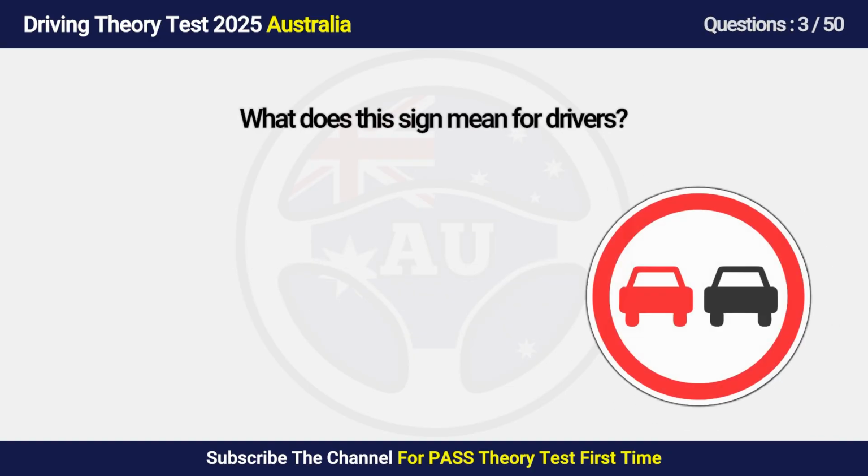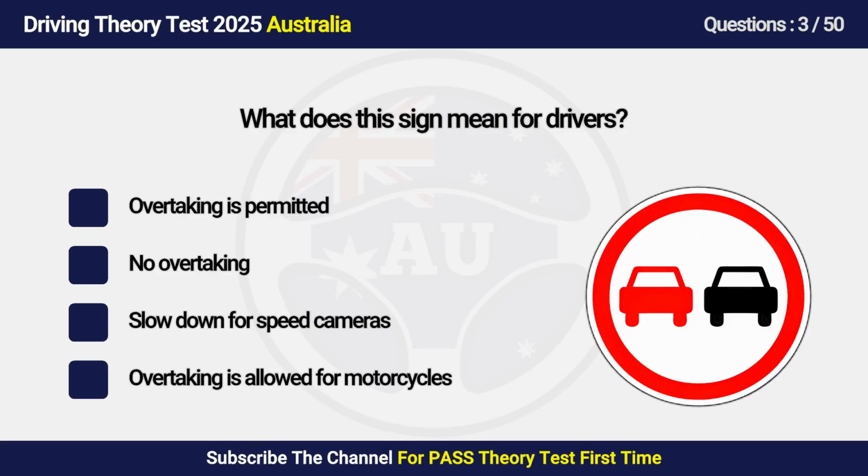Question 3. What does this sign mean for drivers? A. Overtaking is permitted. B. No overtaking. C. Slow down for speed cameras. D. Overtaking is allowed for motorcycles.